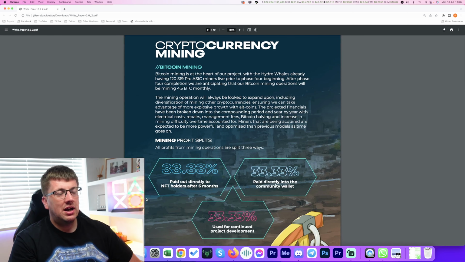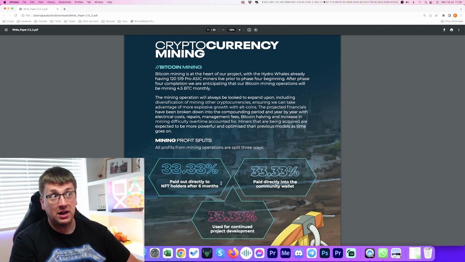So this is typically how they will split the cryptocurrency mining side. I talked about this earlier. 33% goes to NFT holders, which starts after 6 months of them mining effectively. 33% goes to the community wallet, which is for other investments, and then there's 33% used for continued project development, hiring staff, growing teams, all that kind of stuff, and you'll see some of that a bit later on.